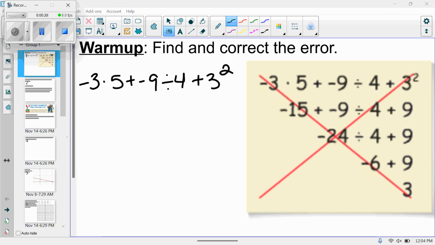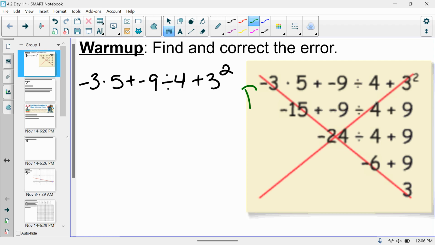So you need to be thinking about what would PEMDAS tell us to do first, and then go ahead and do it. And then what would it tell us to do next? Go ahead and do it. So do the problem yourself and see if you can find where the student went wrong. All right, so this is a PEMDAS problem, right? So there's no parentheses, so we should have done exponents first, right?